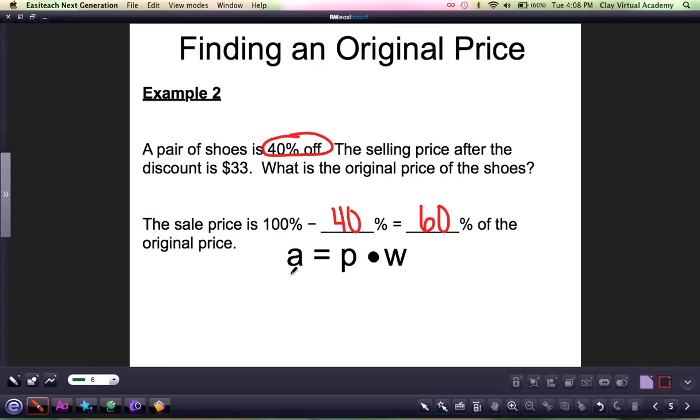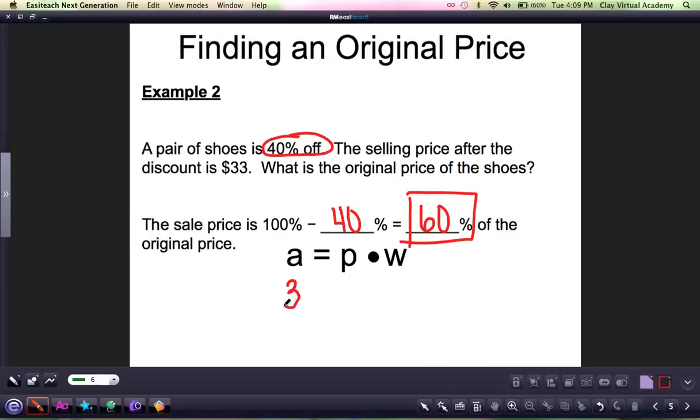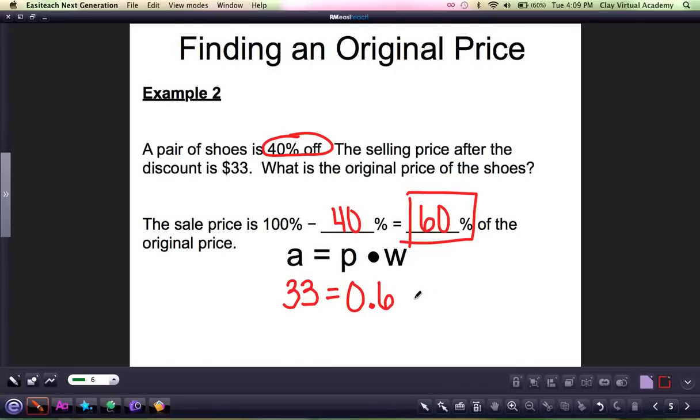Now we're going to plug this into our formula, A equals P times W. Now in this case, we know the discounted price. So we know the discounted price is $33. The percent that we're paying for is 0.6 because that's 60% as a decimal. And we're going to multiply that by W, and I don't know what we're paying 60% of, so I'm going to leave that as a W.